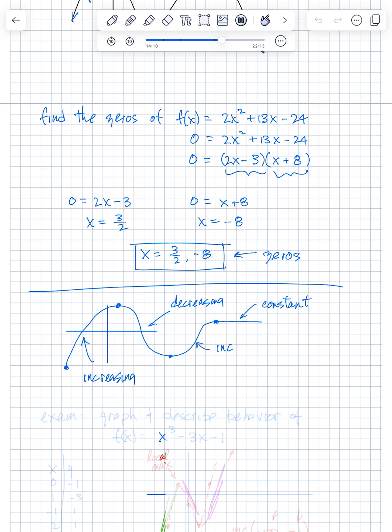So for our last example, we're going to graph and describe the behavior.